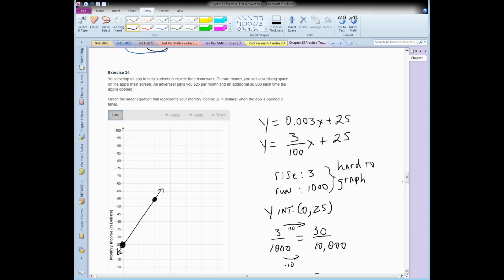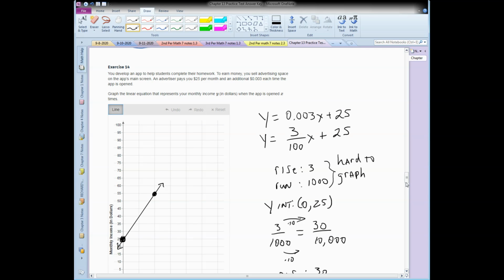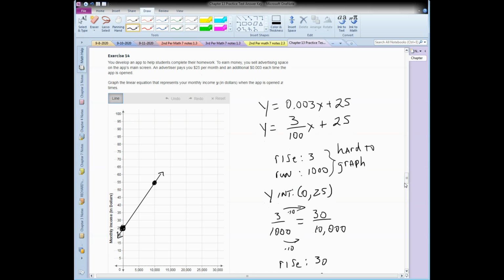Number 14, so you develop an app to help students complete their math homework. To earn money, you sell advertising space on the app's main screen. An advertiser pays you $25 per month and an additional 3, I don't know, that's not even 3 cents. That's like 3 cents would be over here. So that's a very little bit of money each time the app is opened. So you want to graph a linear equation that represents your monthly income.